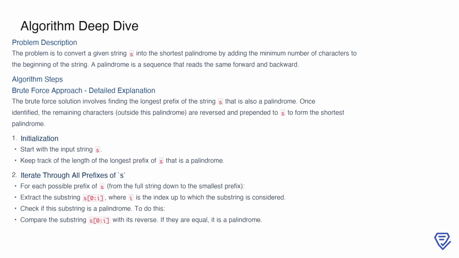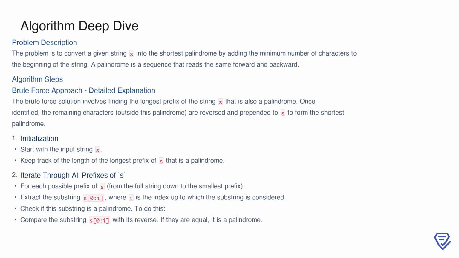In this problem, we aim to convert a given string into the shortest palindrome by adding the minimum number of characters to the beginning of the string. A palindrome, as we know, reads the same forward as it does backward. To achieve this, one approach is to identify the longest prefix of the string that is already a palindrome. Once we find this longest palindromic prefix, the remaining characters, which are not part of the palindrome, can be reversed and added to the beginning of the string to form the desired result.